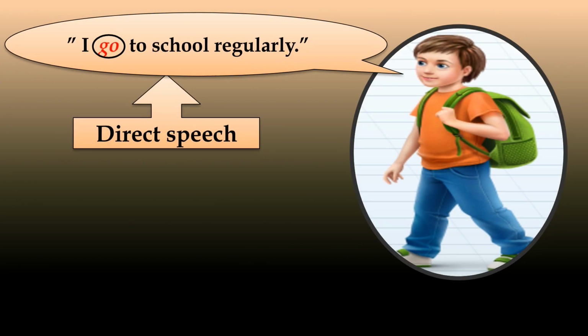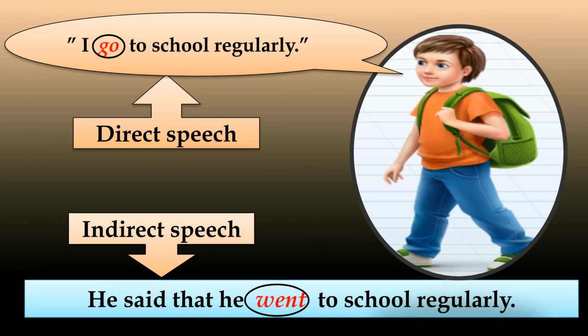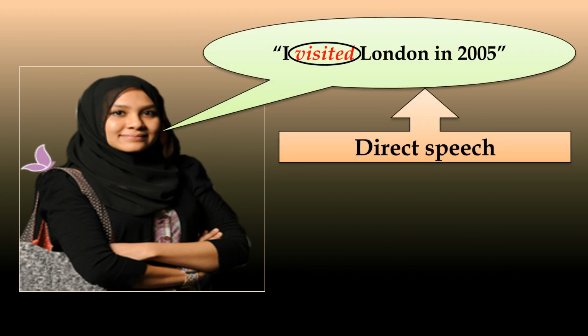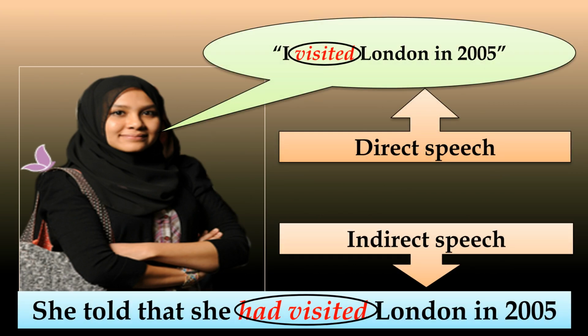For a simple present tense, I go to school regularly. The verb go becomes went in indirect speech. He said that he went to school regularly. Another example of converting simple past to past perfect. I visited London in 2005. Changes to she told that she had visited London in 2005.